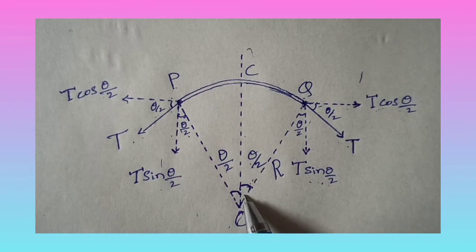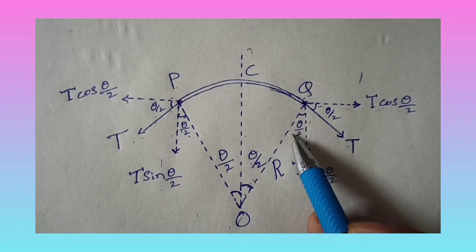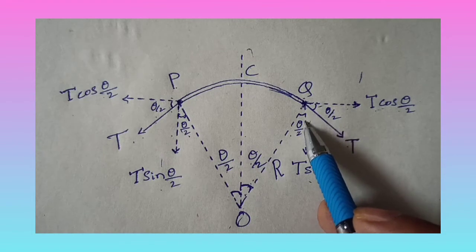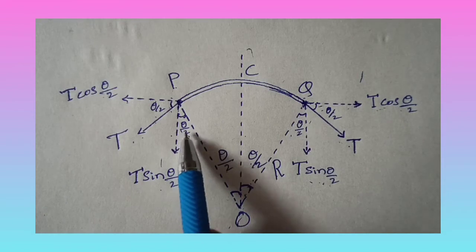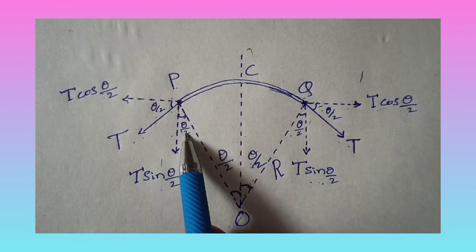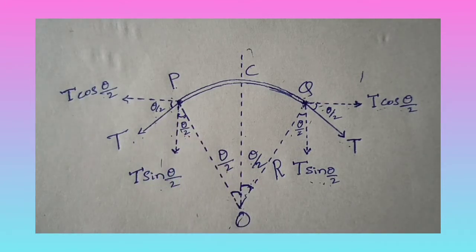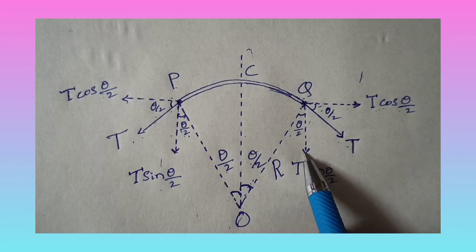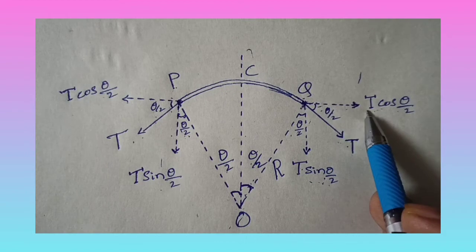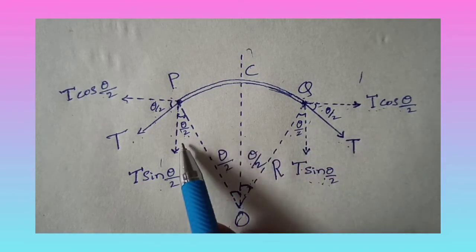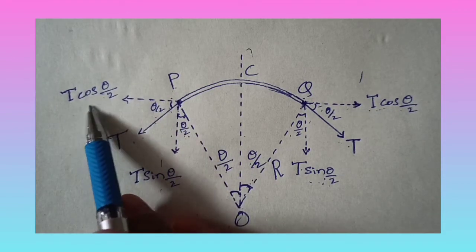As we know, this angle is theta by 2. The alternate angle is also theta by 2. So this is 90 minus theta by 2. Again this one is theta by 2. In the same way here also, the alternate angle is theta by 2, and this is also theta by 2. And the two components: in this direction this is T sine theta by 2 and this is T cos theta by 2. In the same way, on this side also, this is T sine theta by 2 and this is T cos theta by 2.